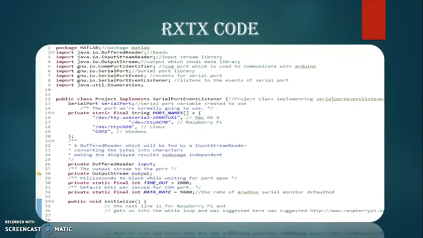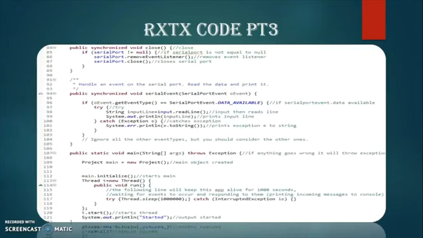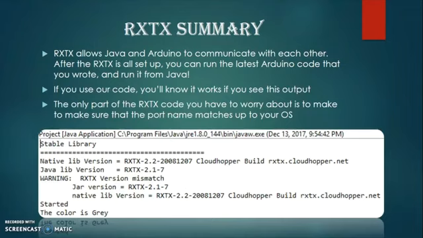Here's RxTX code part 1, part 2, and part 3. RxTX basically allows us to communicate between Java and Arduino. If you use our code, you'll know it works if you see this output. The only part of the RxTX code you have to worry about is to make sure that the port name matches up to your OS.